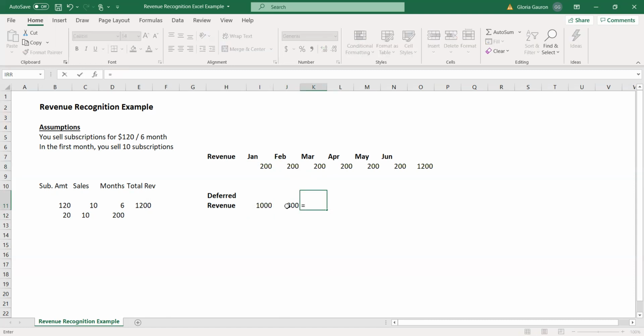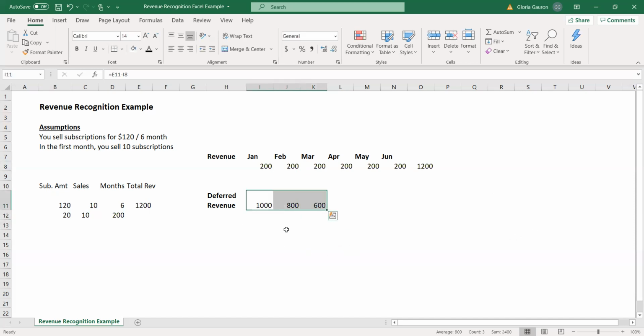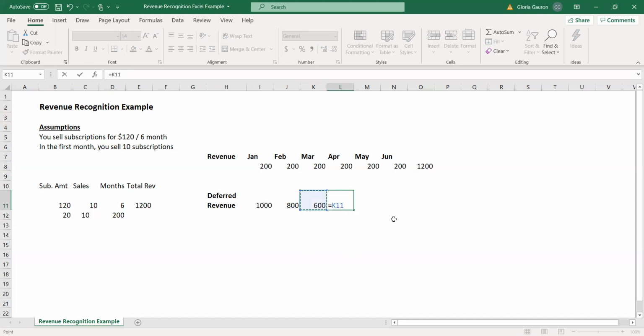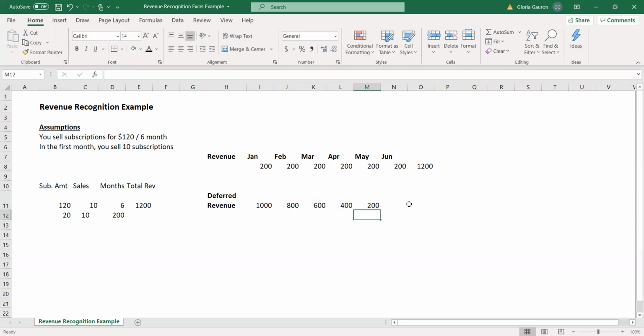Then I'm going to do the same for March. I have 800 in deferred revenue and I have the 200 that I booked in March. Notice that everything in the deferred revenue is going down, and you want this number to come out to 0 so that you know you've taken all of the deferred revenue and recognized it over the 6-month period. So I'm going to take the 600 and minus out the 200 in April, and the 400 and minus out the 200 in May. And then finally, I get to the 200 minus the 200, which means all of my deferred revenue is now being recognized over the course of the 6 months.